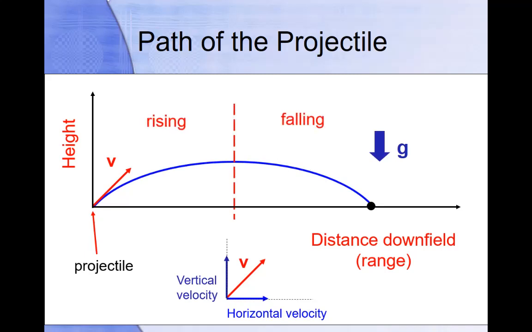Okay? So on the rising half, we hit a peak where V equals zero, at least V sub Y, so the vertical component, and the horizontal component stays constant. So we can look at points along this path.